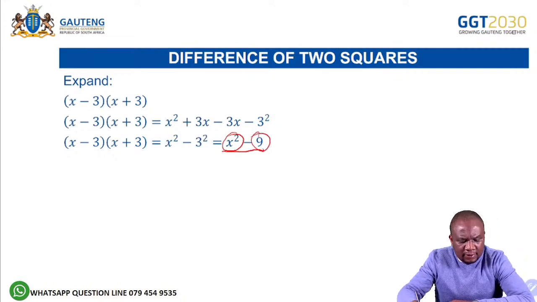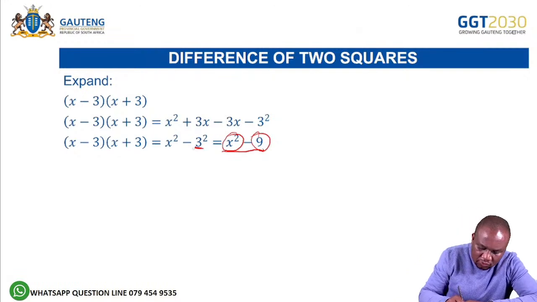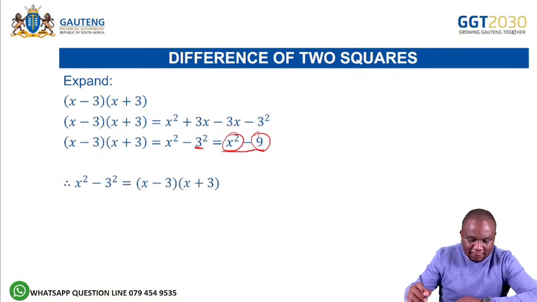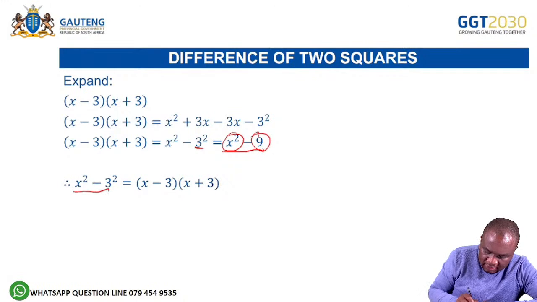You see that? 9 is a square number. 9 is 3 squared. It's a square number. So we can factorize this using the what? The difference of two squares. So we say this is x squared minus 9.